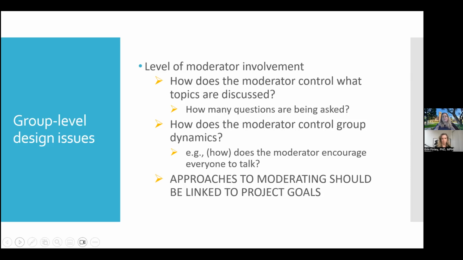So as much as possible, prepare your participants for what's going to happen in the group and how you're going to behave as a moderator. It can really help with having a smooth focus group process. Erin, what kinds of things do you want to add to that?